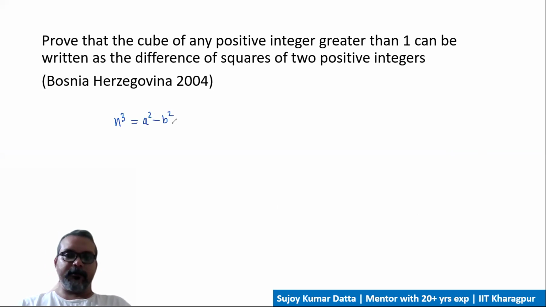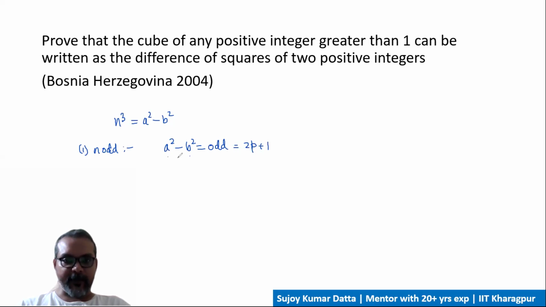So now we can think of it in two cases. Case 1, if n is odd, then n cube is obviously odd. So we are getting a squared minus b squared is odd. So let's take 2p plus 1.